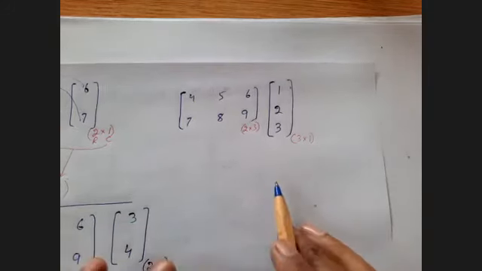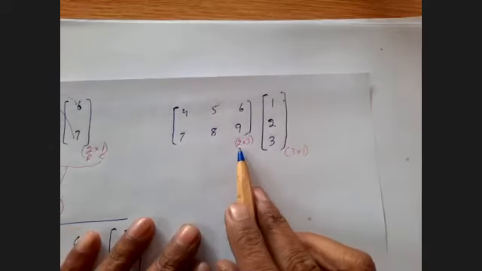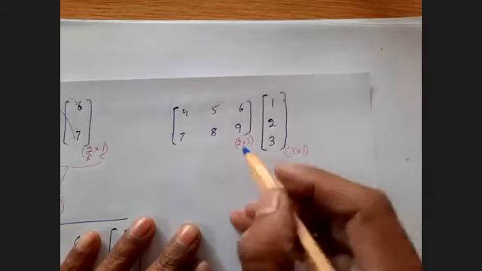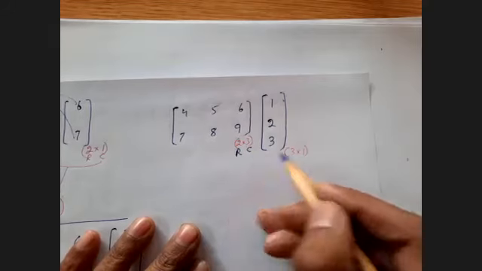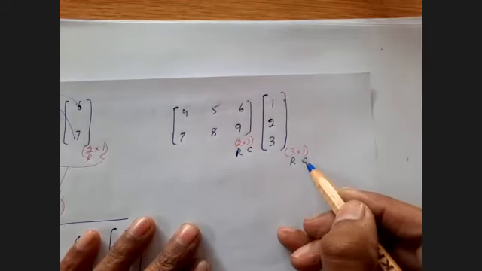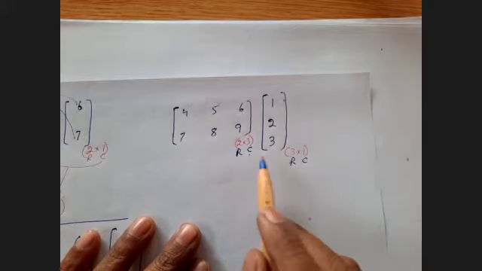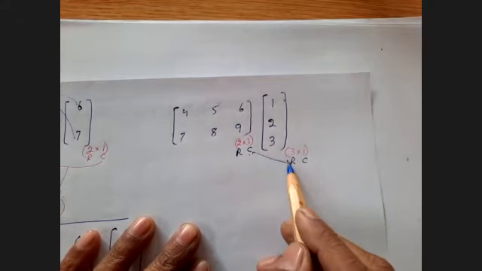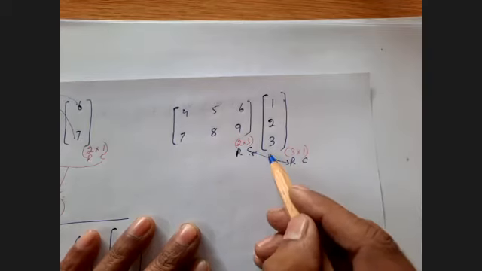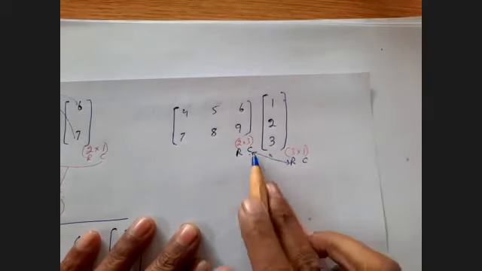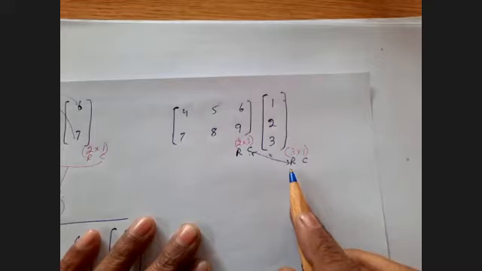Okay, now you can see that the order of the first matrix is 2 into 2. This is the row and this is the column. Now you can see that the column of the first matrix is equal to the row of the second. Column of the first is equal to row of the second. So first of all, we have to check whether they are equal to each other, then we can multiply.